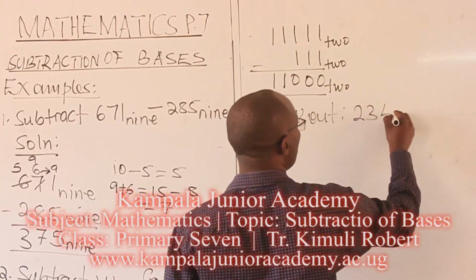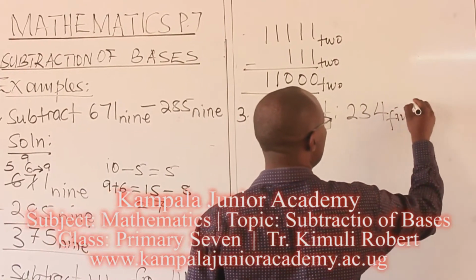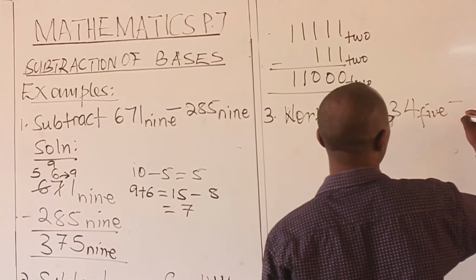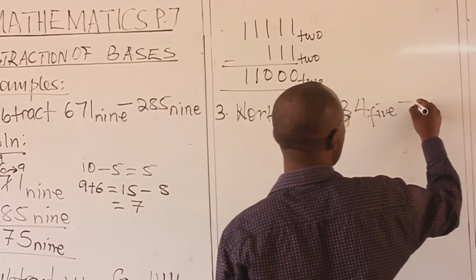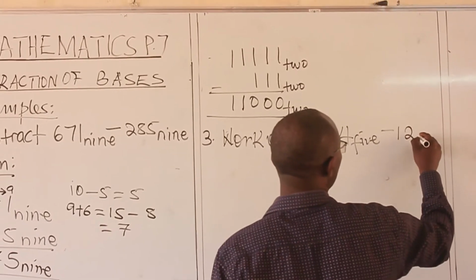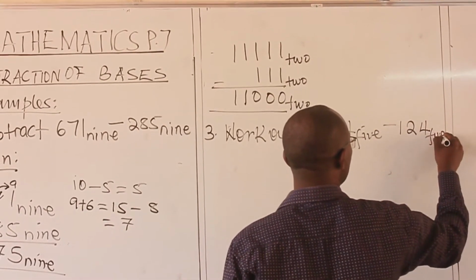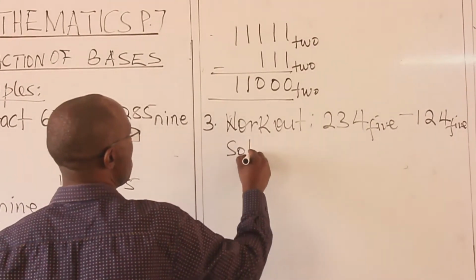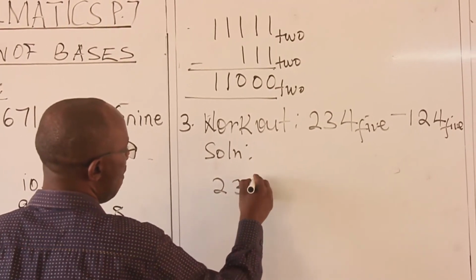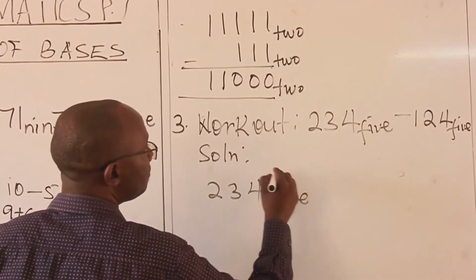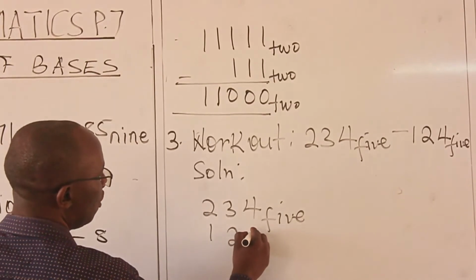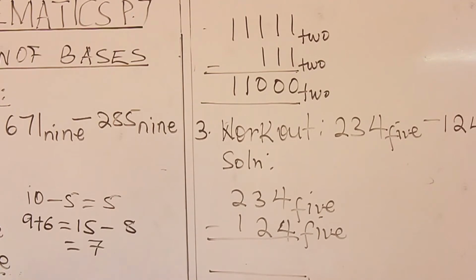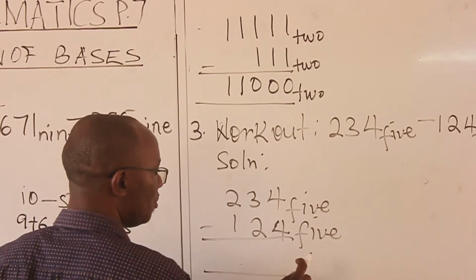234 base 5 minus 124 base 5. Okay, so that is what we are given to subtract. We are subtracting in base 5. So remember the answer has to be in base 5.